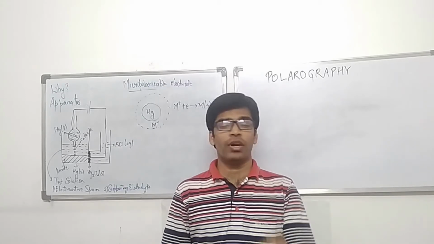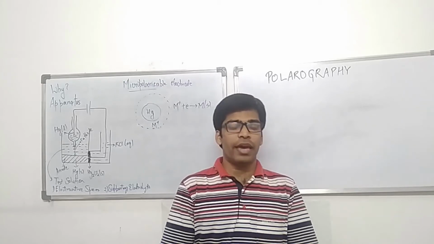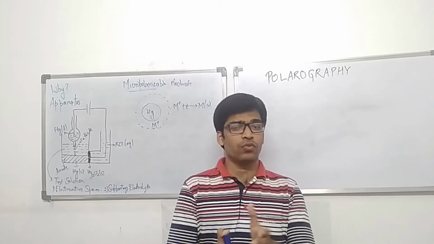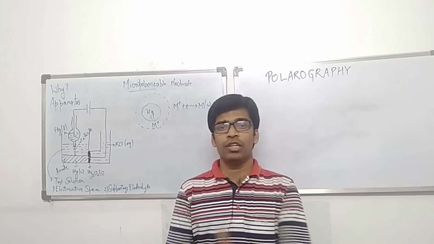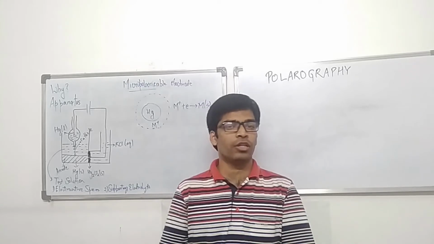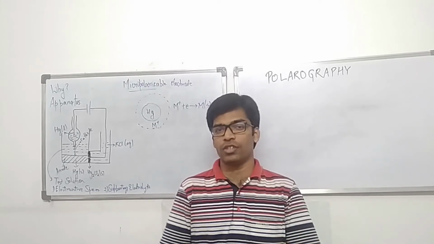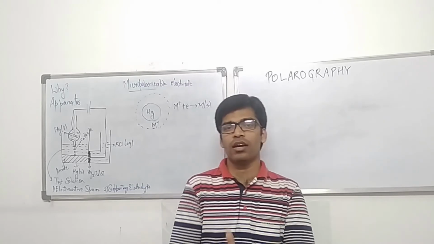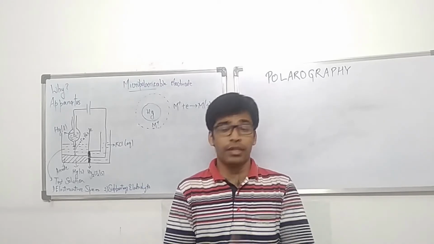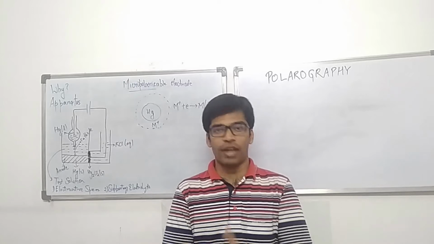Then the question comes, what is voltammetry? Voltammetry is an experiment or an analysis where the change in current is seen with the change in potential. That means you vary the potential of the solution and you see how the current is changing. That means the plot that you will get is a current versus potential plot. And in case of polarography, the plot is known as a polarograph.